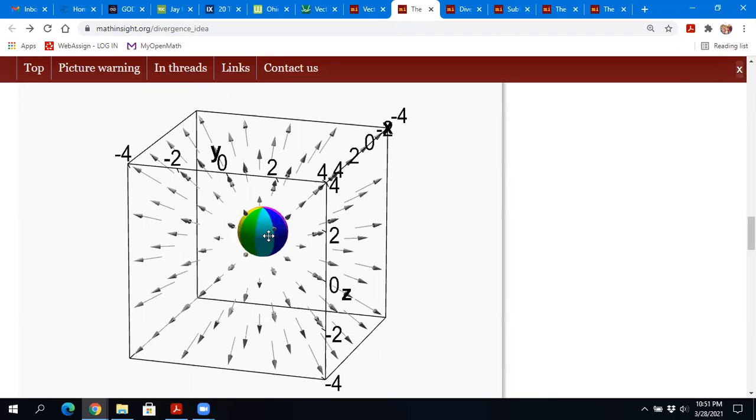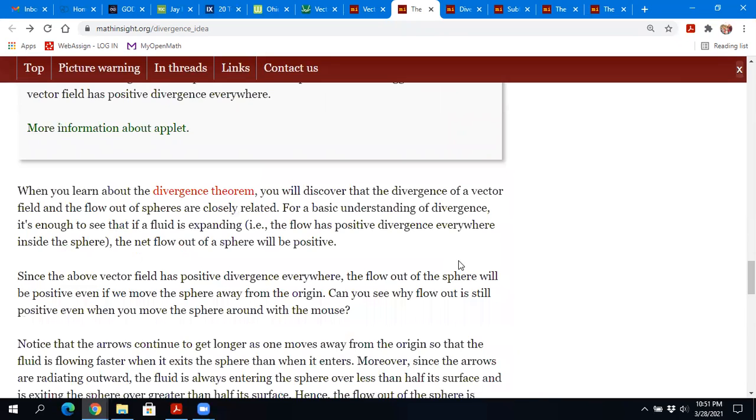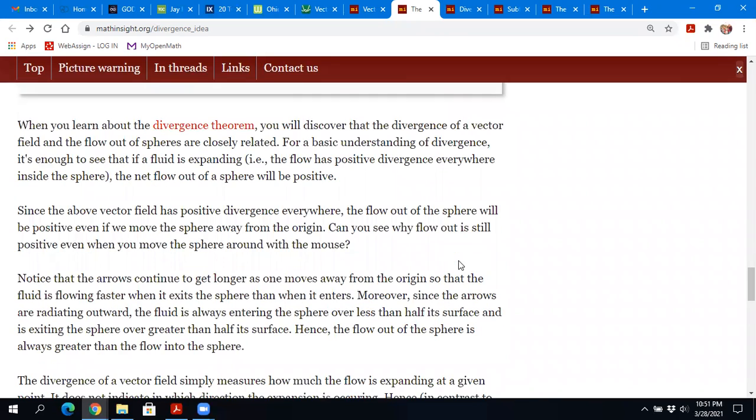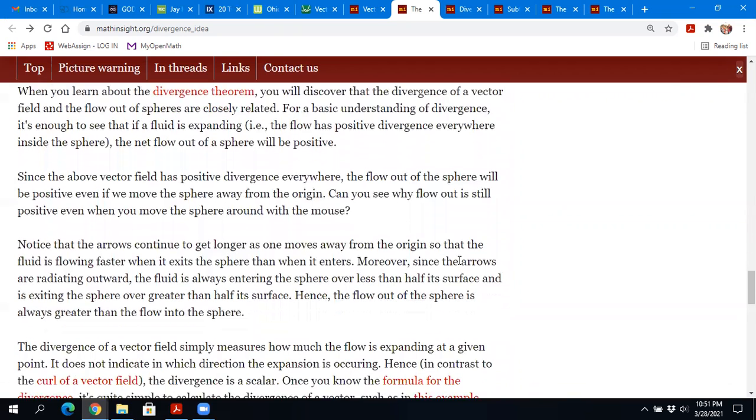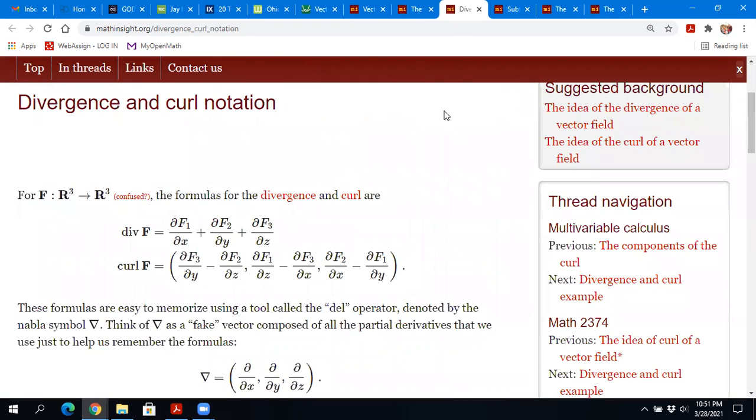Okay, and essentially this sphere idea is just a larger scale notion of us trying to understand what's happening pointwise, but it really is pointwise. That's what you're concerned with in divergence. Okay. Later on, we'll look at something called the divergence theorem. The divergence of a vector field and the flow out of the spheres are closely related to each other. But again, it's understanding this at a point that really does end up being the important matter at hand.